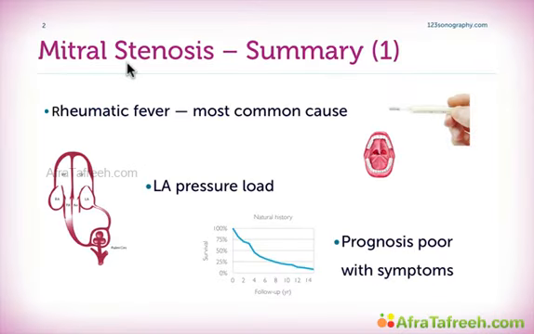To summarize this chapter, rheumatic fever, which is caused by streptococcal bacteria, is by far the most common cause for mitral stenosis. It results in inflow obstruction and thereby in LA pressure overload. The prognosis is poor once symptoms have occurred.